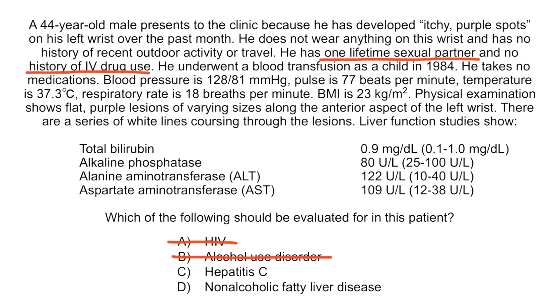Answer choice B is incorrect, as alcohol use disorder isn't a risk factor for lichen planus. Also, we would expect patients with a liver affected by alcohol to have an AST value that is greater than the ALT value, and the opposite is true here.